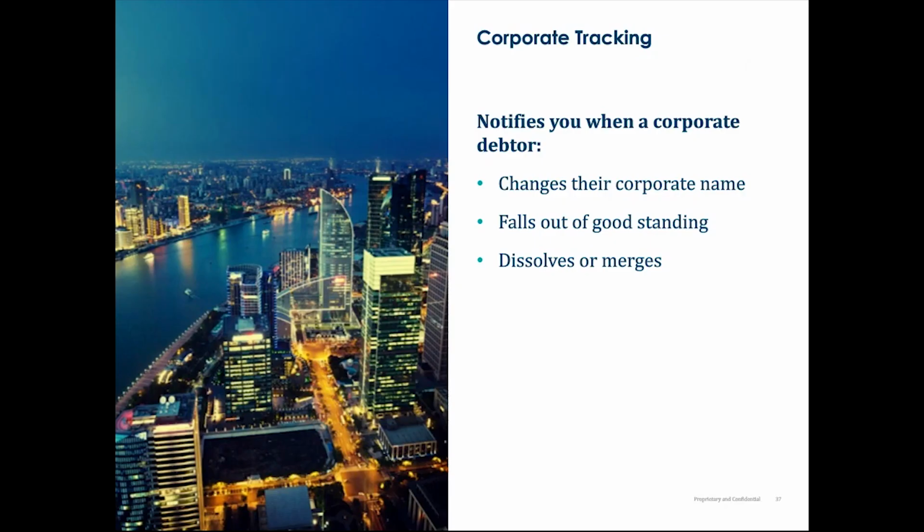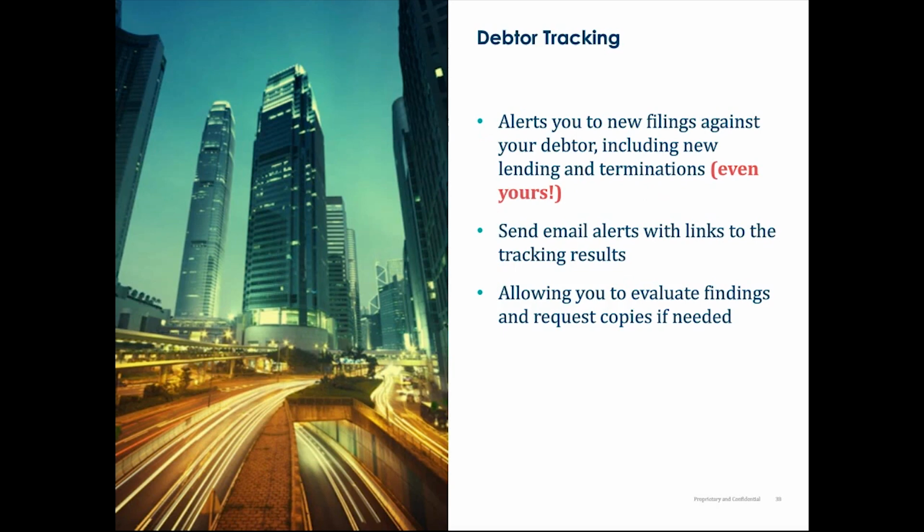Second is corporate tracking. Corporate tracking will notify you when your corporate debtor changes their corporate name, falls out of good standing, dissolves, or merges. Third is debtor tracking. Debtor tracking will alert you to new filings against your debtor, including new lending and terminations, even yours. We'll send email alerts with links to the tracking results. This will allow you to evaluate findings and request copies if needed.